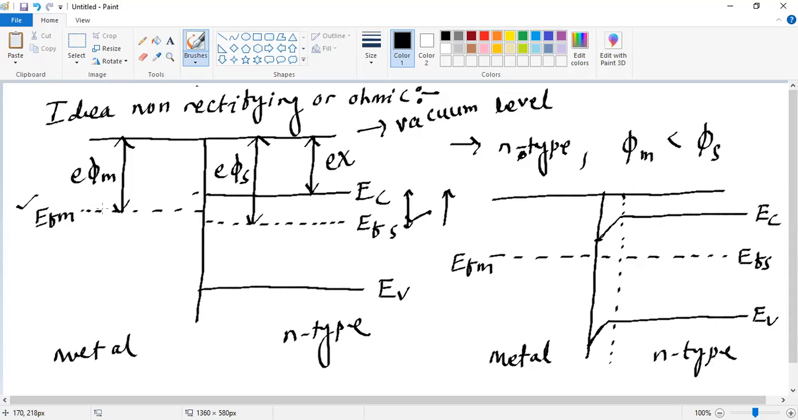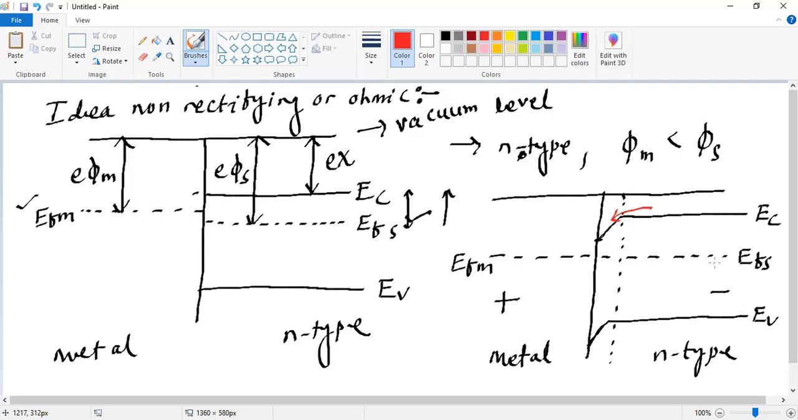Now, if a positive voltage is applied to the metal side, for example, here we give a positive voltage to the metal side, and the negative is connected to the N type. This is positive, this is negative. There is no barrier to the electrons flowing from the semiconductor to the metal. You can see that, from the semiconductor to the metal side, there is no barrier.